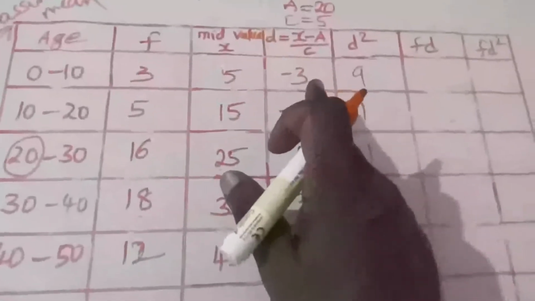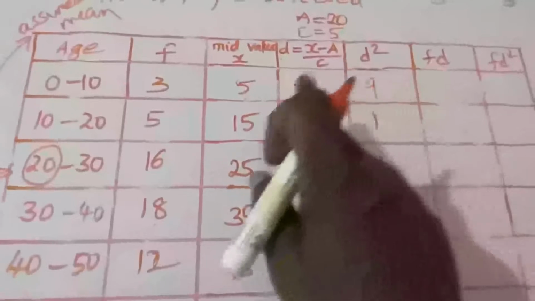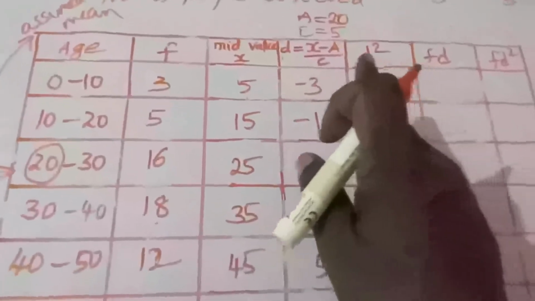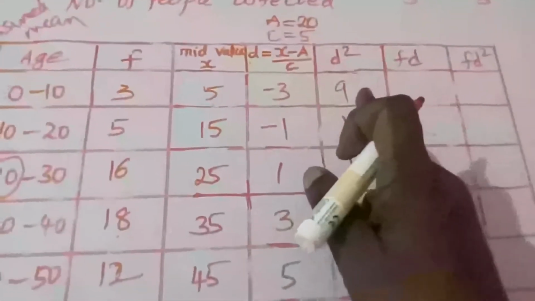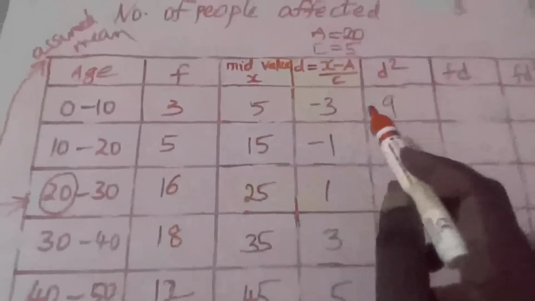So next is fd, so f into d value. So here it is d and it is d square. Don't confuse, while multiplying this is f into d. So next one is f into d square, that means f into this d square value. So now let us do this f into d.